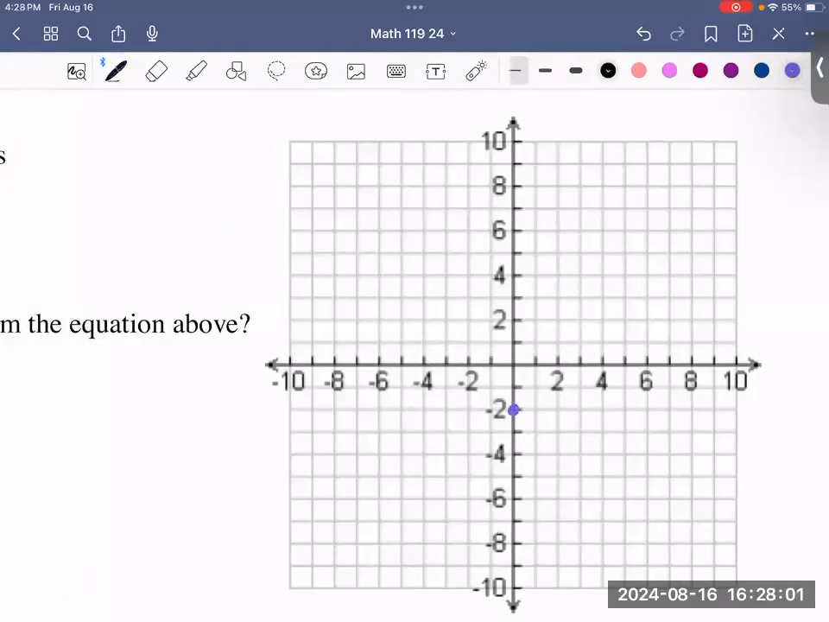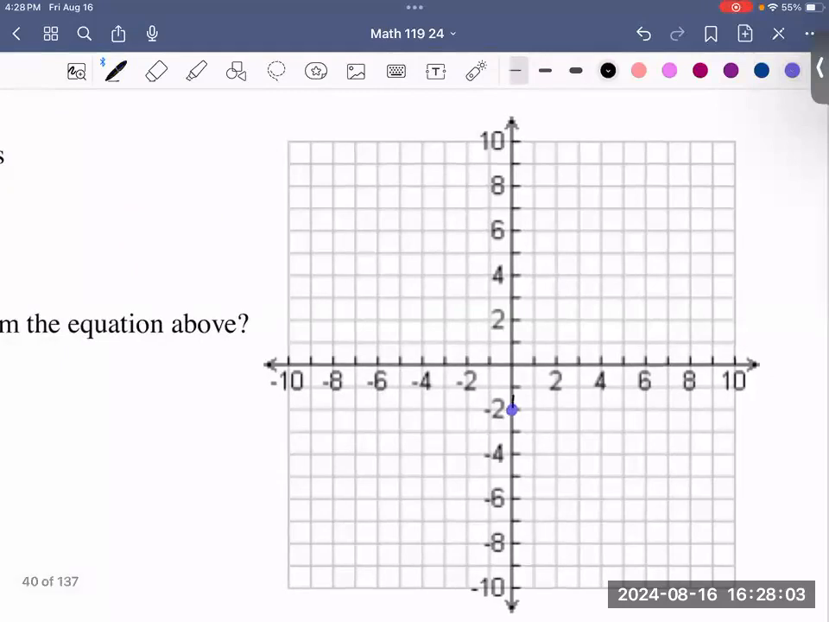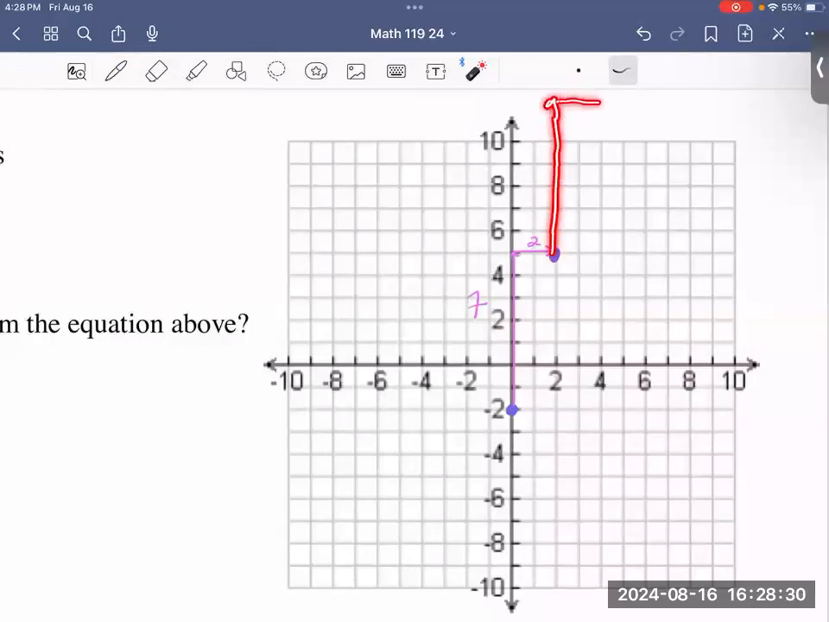We said your slope, we're going to go up 7. So 1, 2, 3, 4, 5, 6, 7. Okay, we're going to go up 7. Then we're going to go over 2. And there you're going to have your very next point. And you can do it again if you need to. So again, going up 7, 1, 2, 3, 4, 5, 6, 7, which kind of goes off the page, and then you go over by 2.